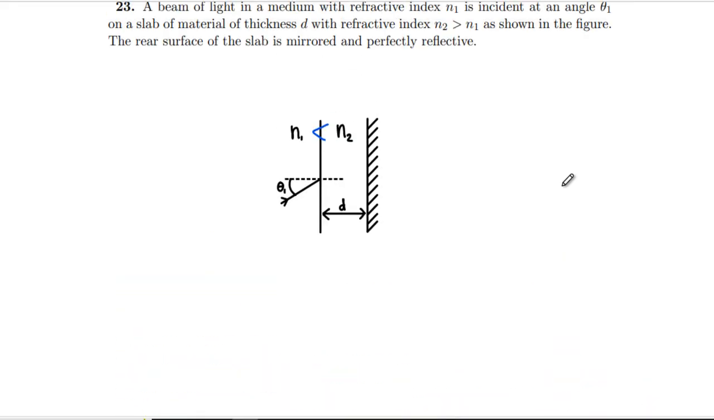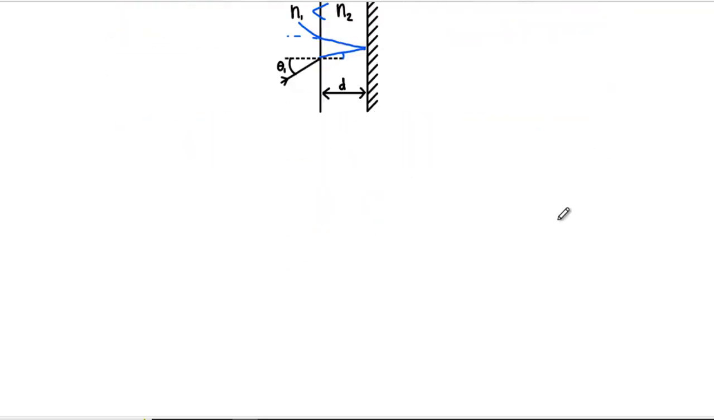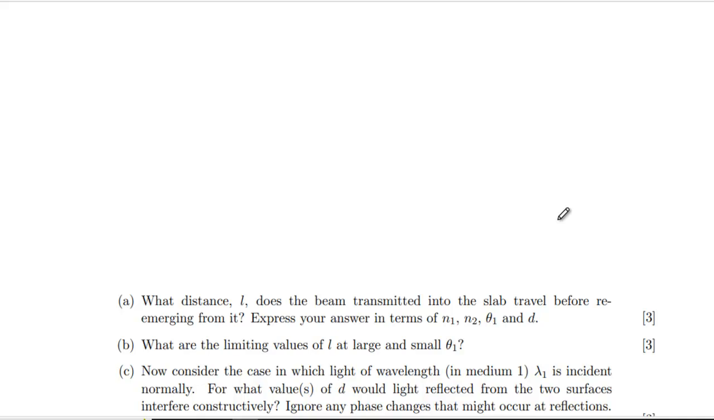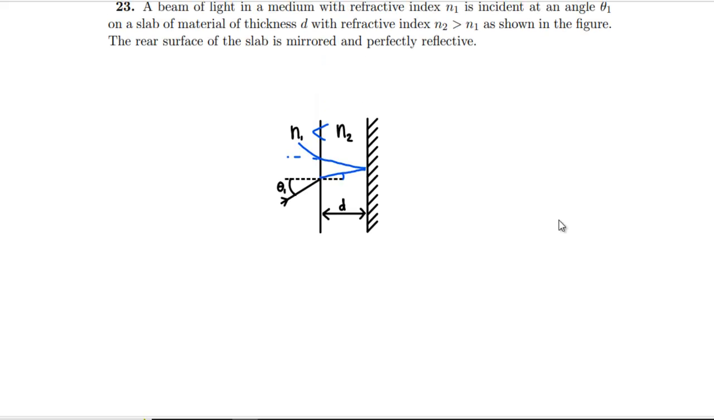Right. So we've got this distance L. So n2 is greater than n1, so it's going to refract towards the normal. Then you get perfect reflection, and then it's going to refract back out again away from the normal. So L is the total distance traveled in the slab. Each one of these paths then is going to be L over 2 each way.